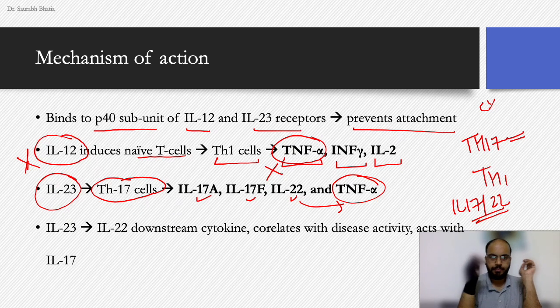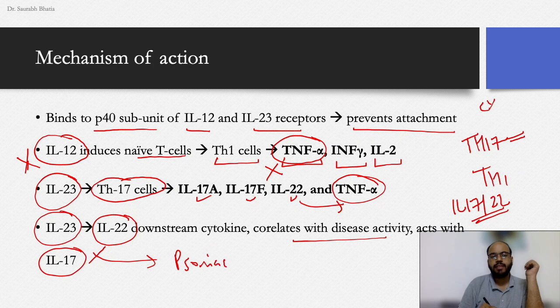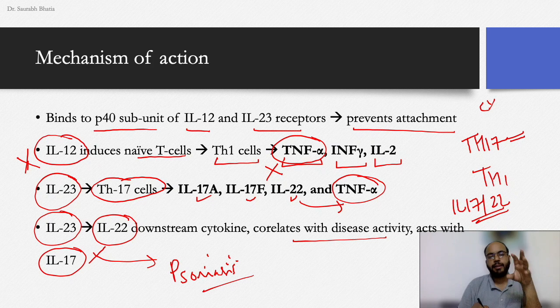Clear? Interleukin 23 will lead to interleukin 22 downstream, and this correlates with disease activity, and 22 will act with 17 to form the inflammation in psoriasis. So as I have said, interleukin 17 and interleukin 22 are the most important interleukin cell lines in psoriasis. So the 17 and 22 cell lines are inhibited by ustekinumab inhibiting interleukins 12 and 23. Clear?